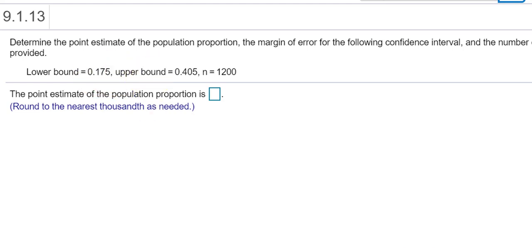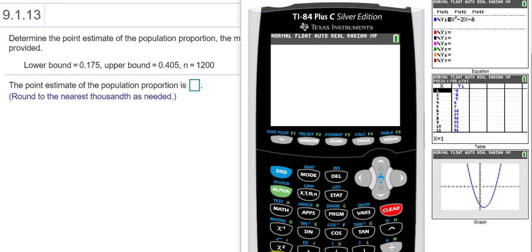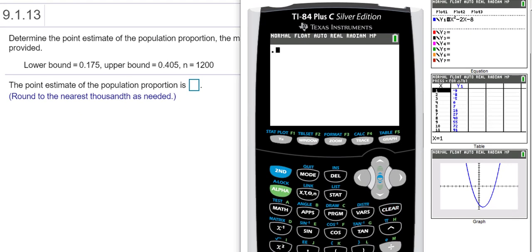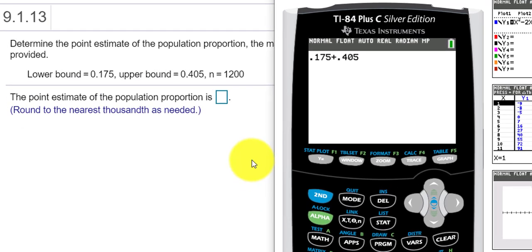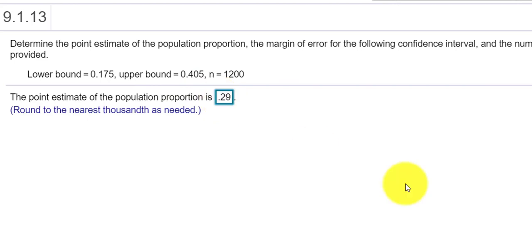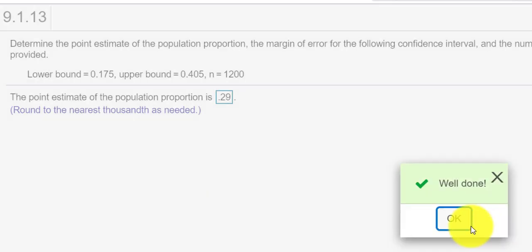So if I add these two numbers, let's get my calculator. I will do the 0.175 plus 0.405, press enter, divide that by 2, and that should give me a value that's right smack in the middle of my upper and lower bound. So it says round to the nearest thousand. I check answer, we get the well done.